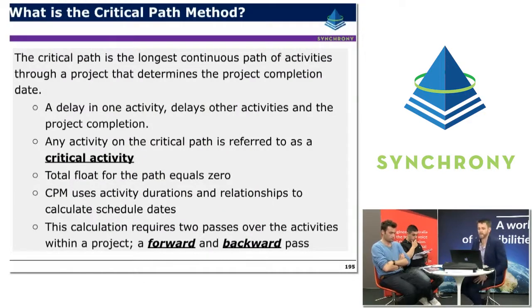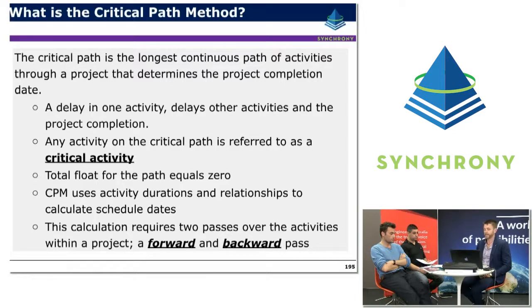So the critical path method. The critical path is basically the longest path of activities through a project, and that determines the project completion date based on the model. A delay in one activity on the critical path delays project completion. Any activity on the critical path is referred to as a critical activity, and total float on the critical path equals 0, or it can be less than 0 if you're in an extreme situation where you have negative float.